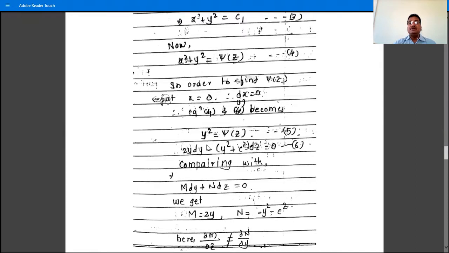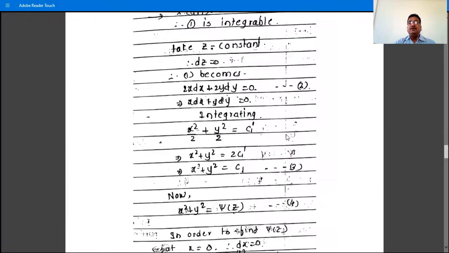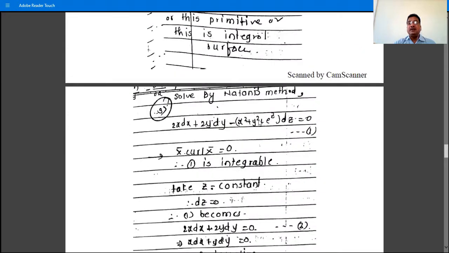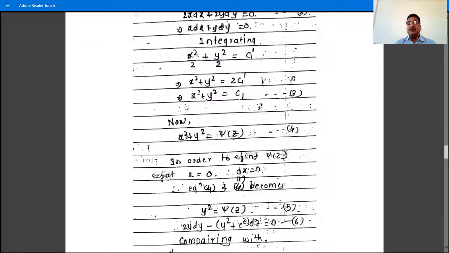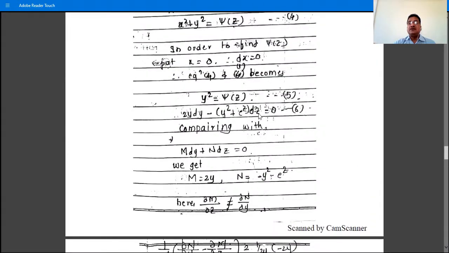Equation 4 becomes y square is equal to psi z, equation number 5. And equation 1, after substituting x as 0, we have dx is 0, so this term is 0. So 2y dy minus, in bracket, (y square plus e raised to z) dz is equal to 0, equation number 6. Now we have to find the solution of equation number 6.